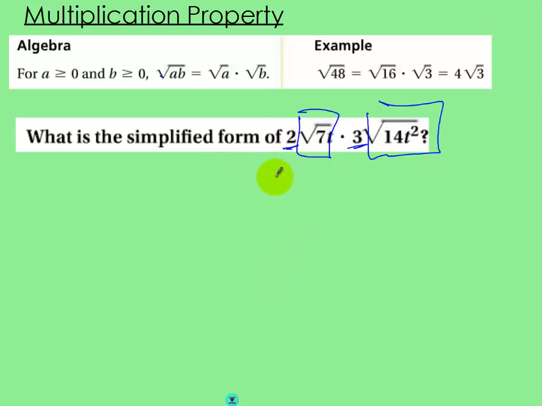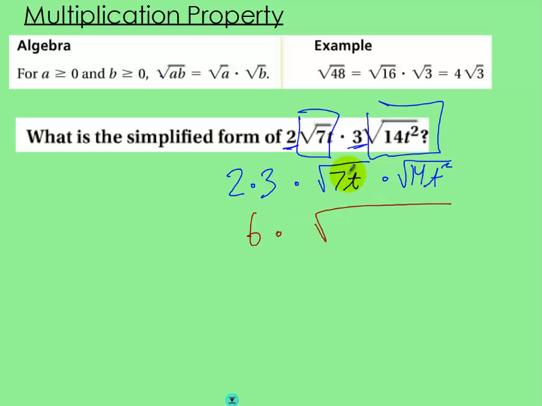Let's multiply the coefficients, 2 times 3. And I'm going to keep the square roots together. Square root of 7t times the square root of 14t squared. All right, so I'm going to combine those. 2 times 3 is 6, and 7 times 14 is 98. Times t, that's t to the 1, t squared, is t cubed.